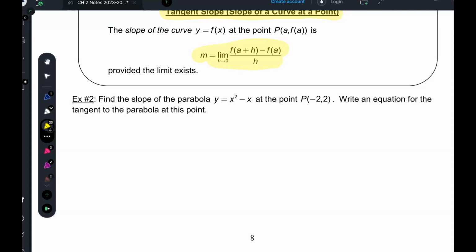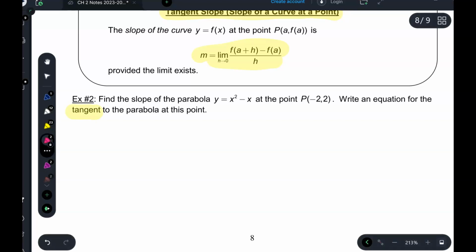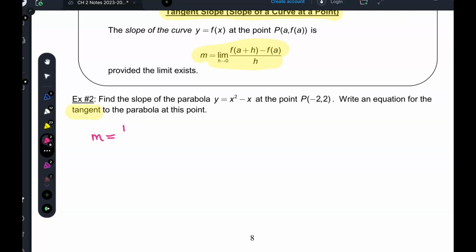Okay, tangent. What do we need to write the tangent? We need a point and a slope. Well, we've got the point. That's nice. Let's find the slope. Now, do you want to do the formula and then plug in -2, or are you okay if we plug in -2 right away? Do you want me to write it out? So we're going to do f of -2 plus h minus f of -2 all over h.